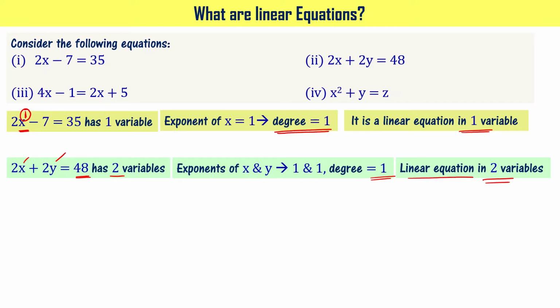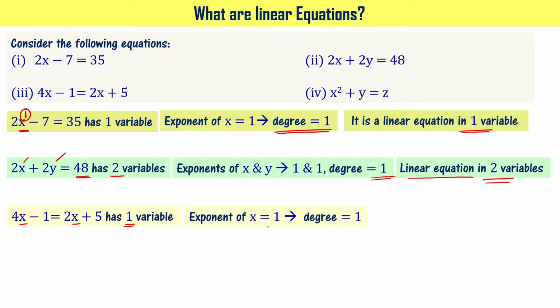Now let's look at the third equation, that is 4x minus 1 equal to 2x plus 5. If you look at it, the variable is only x, right? That's why we say that it has only one variable, and the exponent of x is 1, right? That's why we say that the degree of this particular equation is 1. Since the degree of this equation is 1, we say it is a linear equation in one variable, because x is the only variable.